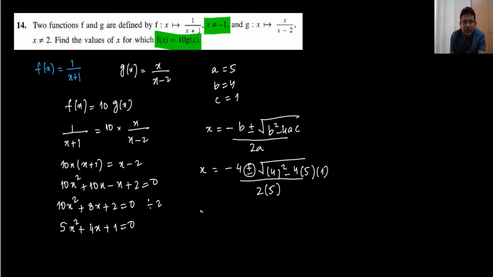Okay, let's see. I'm solving this: minus 4 plus or minus. This is coming 4 squared is 16 and this is 20. When the roots are possible, the factors are also possible. But let's see. This is minus 4 plus or minus. Okay, 16 minus 20. No, something is wrong. Something is wrong. It means we have made a mistake.